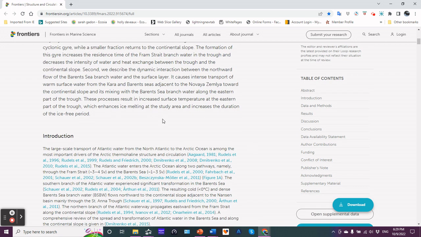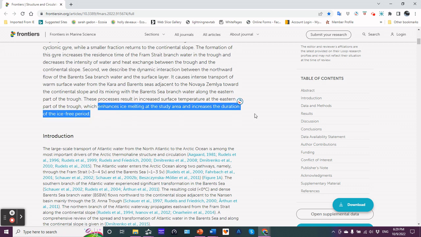These processes result in increased surface temperature at the eastern part of the trough, which enhances ice melting at the study area and increases the duration of the ice-free period. Right there: enhances ice melting, increases duration of the ice-free period.